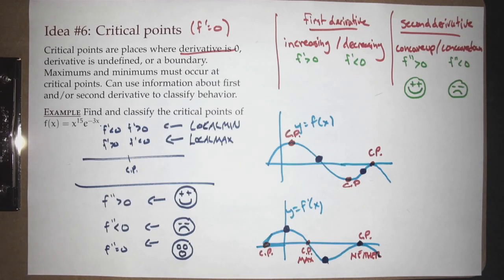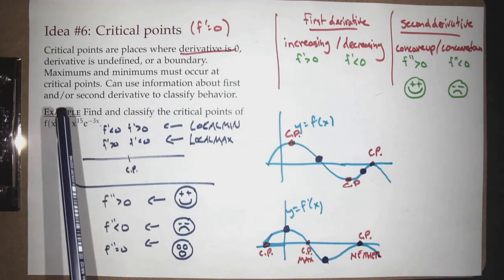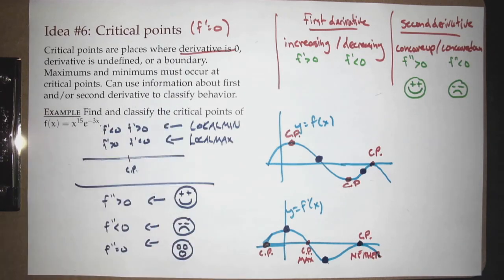How do you find critical points? You can find them graphically. Make sure you know, are you looking at the function? Are you looking at the derivative? You can find them algebraically. Take the derivative, set it equal to 0. And yeah, that's a lot more about critical points than we probably needed to say, but any questions?